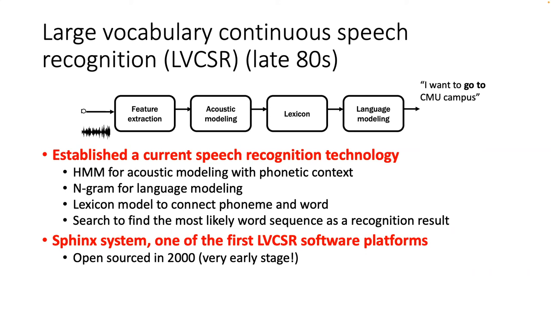But CMU is one of the institutes to establish this kind of speech recognition technology. And surprisingly, they also released open source in the early 2000s, way earlier than anyone focusing on open source activities. So CMU Sphinx is a very famous landmark effort: after establishing this kind of tool, we also made it open source.